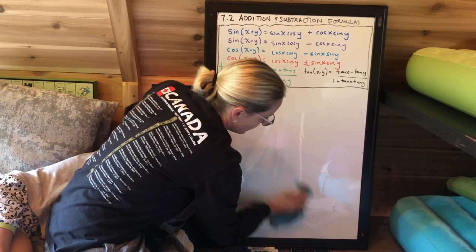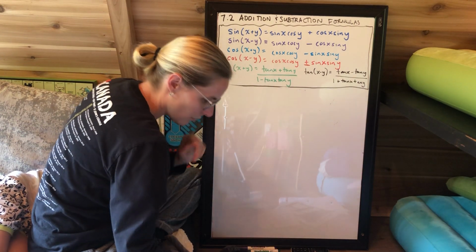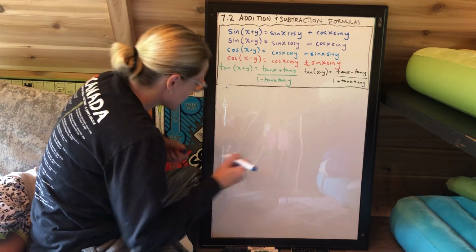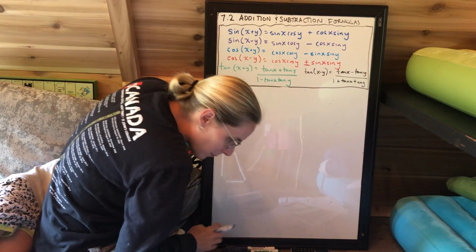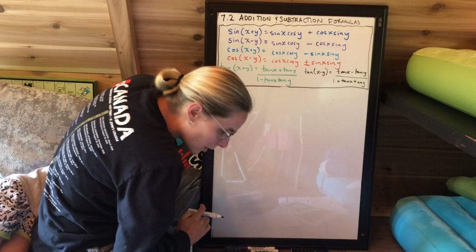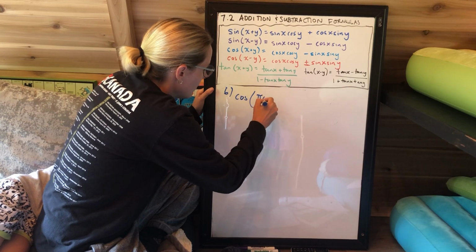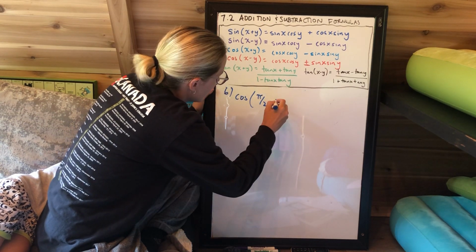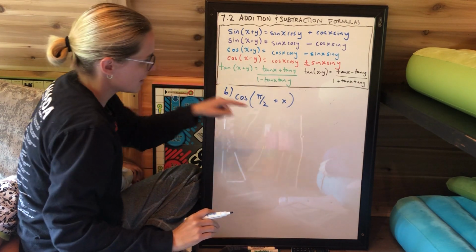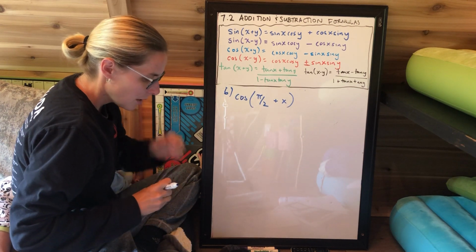But in this one, they're not all angles. There's an x still involved. Number 6 says, use the appropriate compound angle formula to create an equivalent expression to cosine of pi by 2 plus x. So the difference between 5 and 6 is that this one has an x.